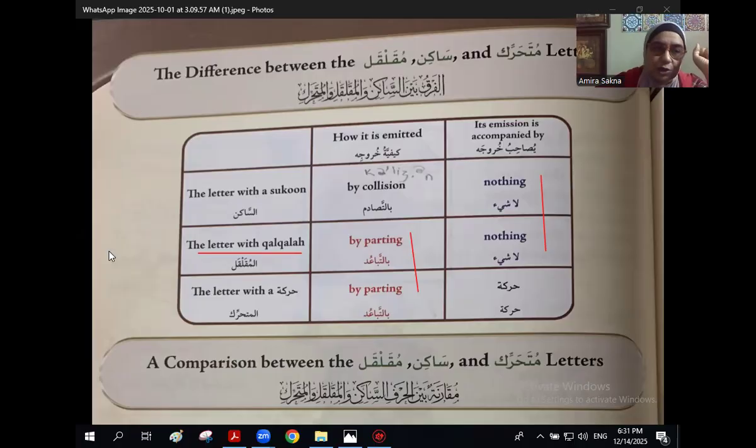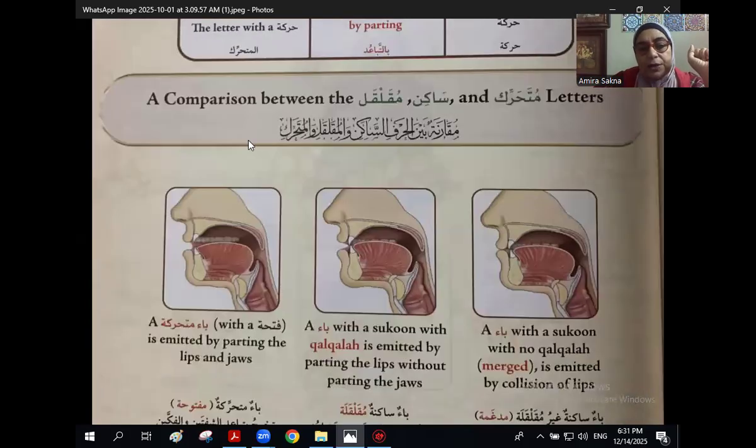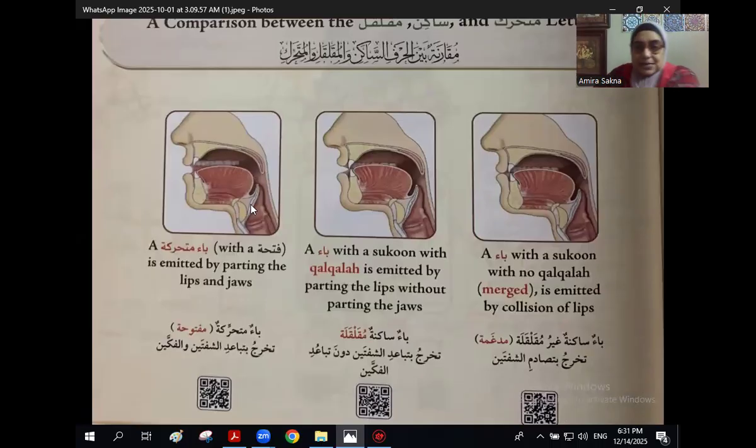Fine? Inshallah, fine, and it's easy. Okay, my dear sisters, now we are going to see the difference in how we articulate letter ba. We are going to take letter ba as an example: the difference when we articulate letter ba with a fatha, letter ba when it has sukoon with qalqala, and letter ba when it has sukoon and no qalqala, and this will happen when it's merged into its similar, like abba, ba into ba.